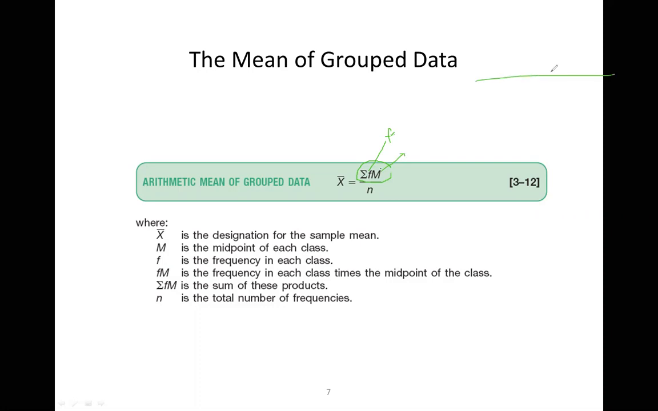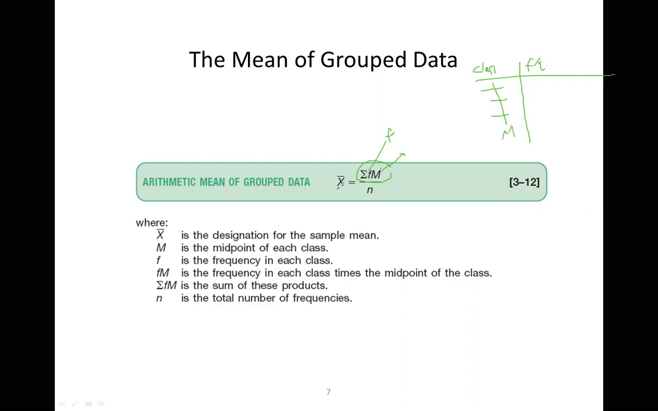Imagine now we have a frequency table. As we said before in our lecture, if you have a quantitative data variable, you have a class. The class is somehow intervals, and then you have the frequency for each interval. So now for the class, you can find the midpoint. We can find the midpoint for each class, and we name it m.